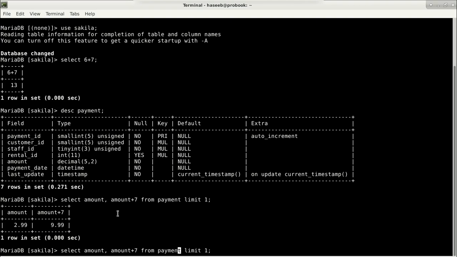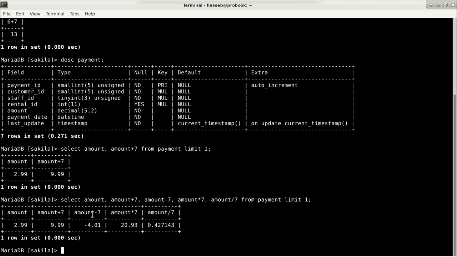Similarly, we can make other expressions like amount minus 7, amount multiplied by 7, amount divided by 7, so we get all the answers. So this is how we can use these mathematical operators: plus, minus, multiply and divide.